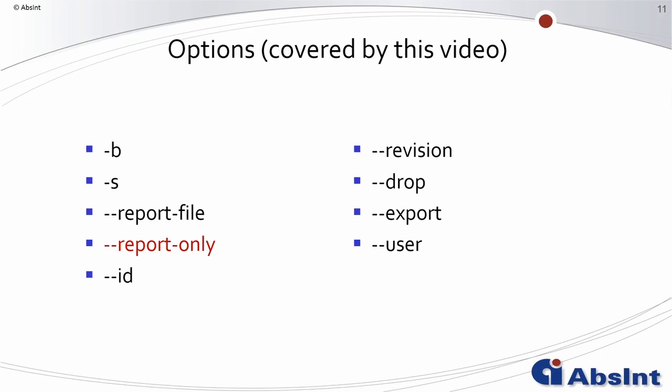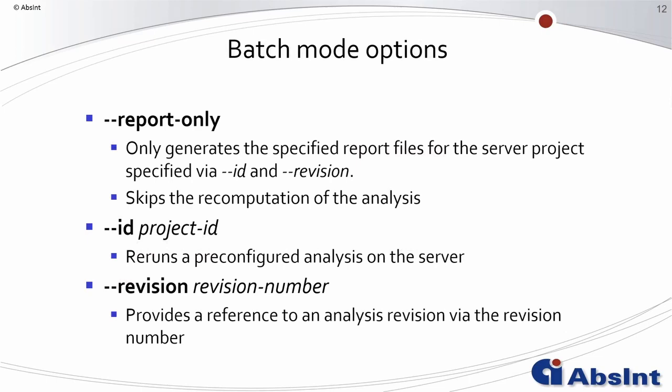The option --report only can be used to generate the report files of an analysis which is located on the server without rerunning the analysis. It can be used in combination with --id, which specifies the analysis ID of the project you want to create the report of. If you also have several revisions of the project, you can additionally add the option --revision and specify the revision number.